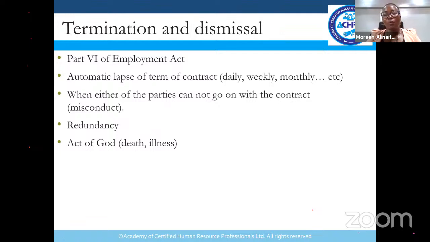Now, we are moving on to terminations and dismissal. Termination and dismissal. This one is covered by Part 4 of the Employment Act. Termination has to do with all those things we've been discussing. You know, automatic lapse, redundancy, death, illness, and the monster is dismissal when there is misconduct of an employee.